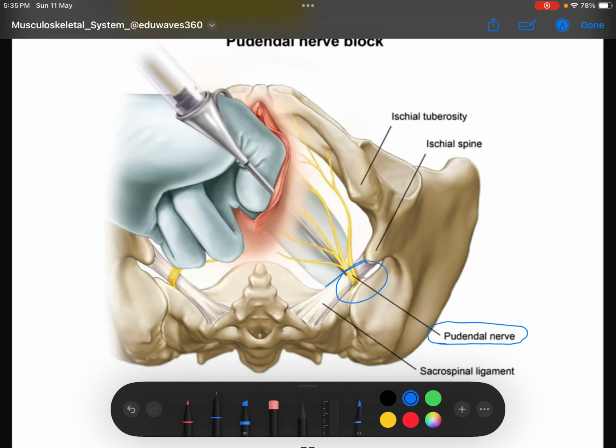Here what will happen? It's very important, so I am mentioning it here. Alcock's canal or pudendal canal, you can call it either.